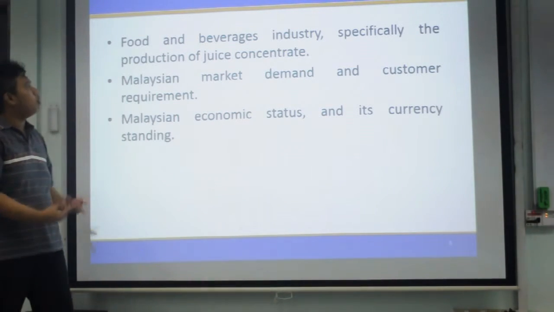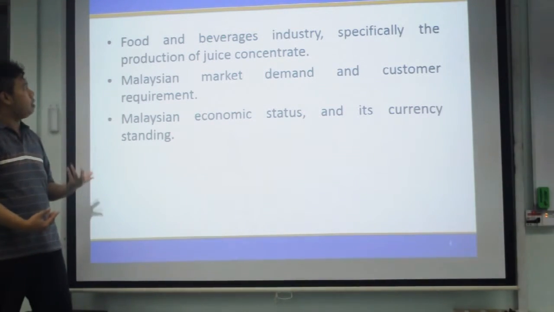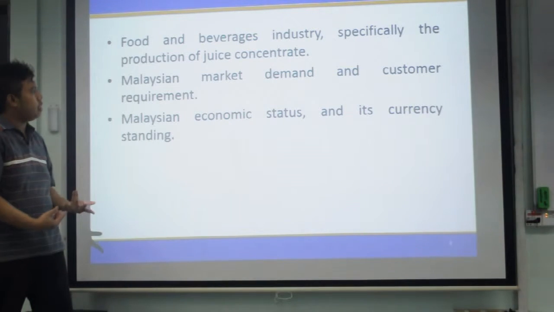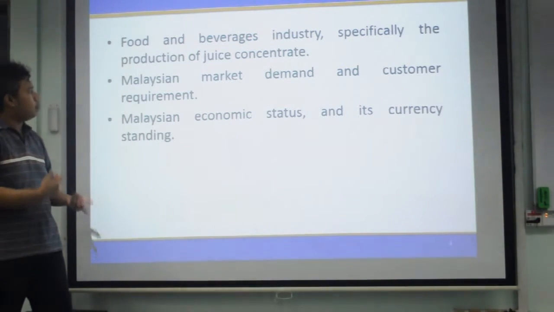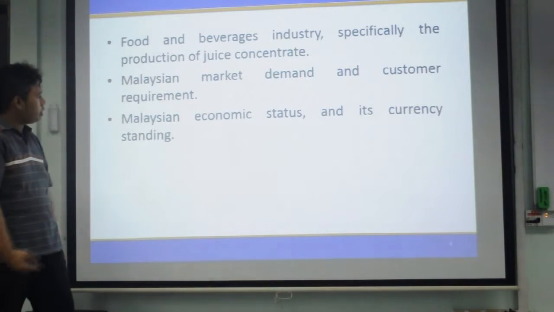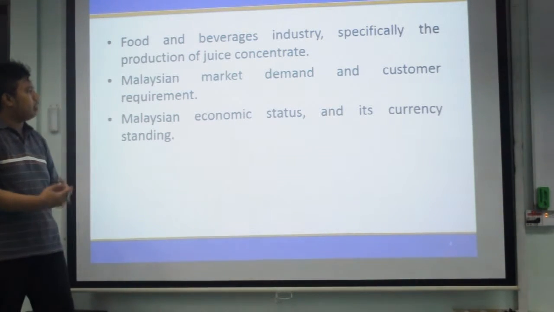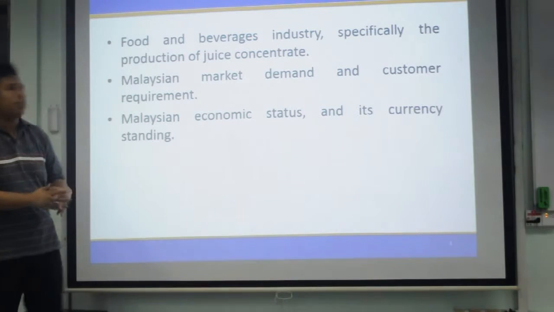Basically, there are three scopes for this report. The first scope is the food and beverages industry, specifically the production of juice concentrate. The second scope is the Malaysian market demand and customer requirement. And the third scope is the Malaysian economic status and its currency standing.